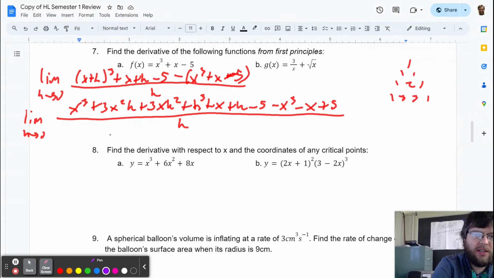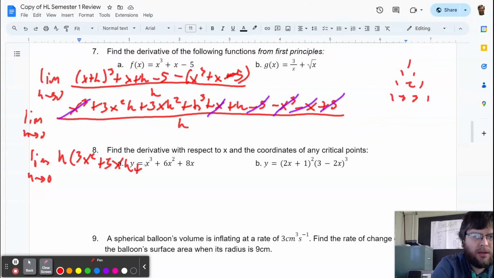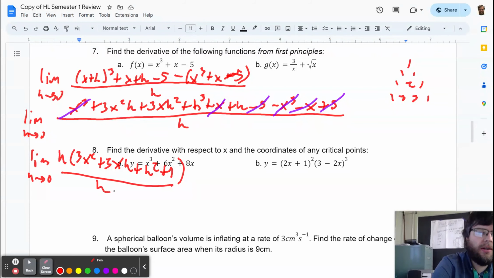And then lots of things cancel out. X cubed cancels x cubed. Minus 5 cancels plus 5. Plus x cancels minus x. And every term that's left over has an h in common. So you can factor out an h, leaving you with 3x squared plus 3xh plus h squared plus 1, all divided by h. So now h divided by h is equal to 1.